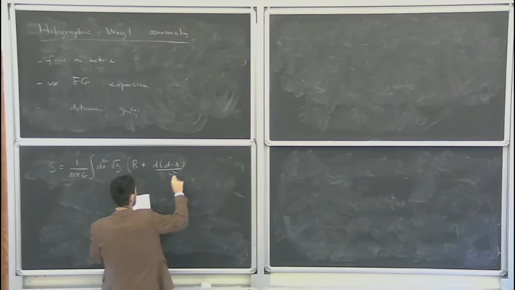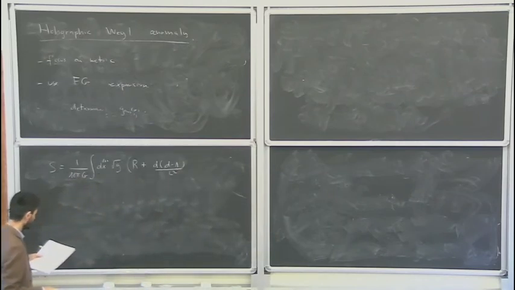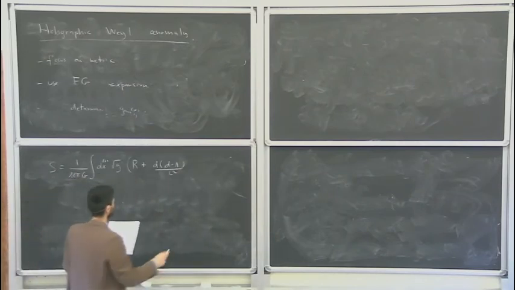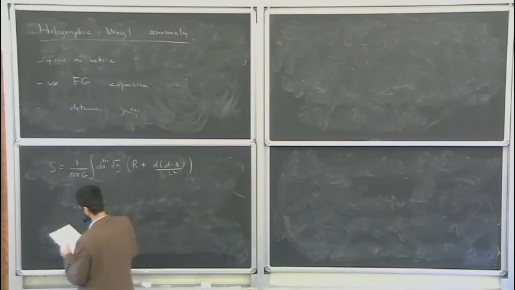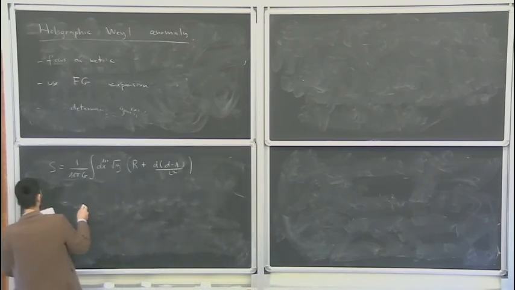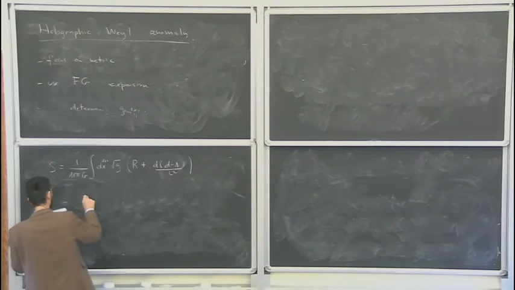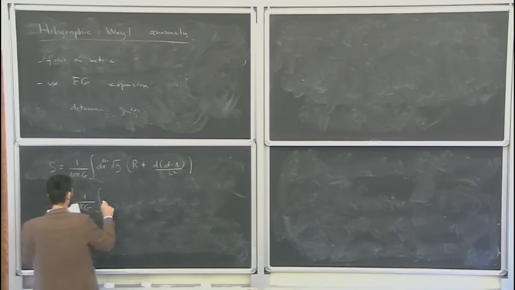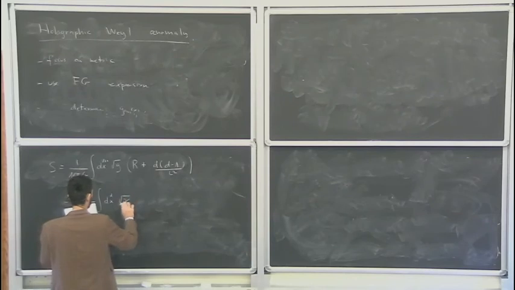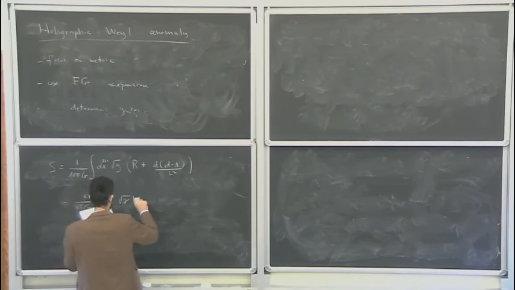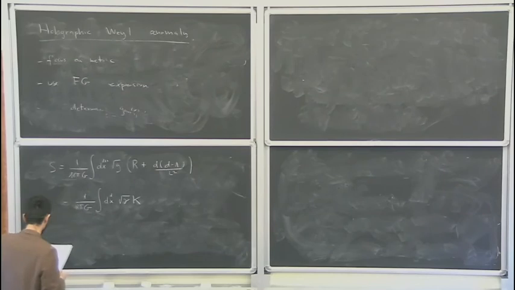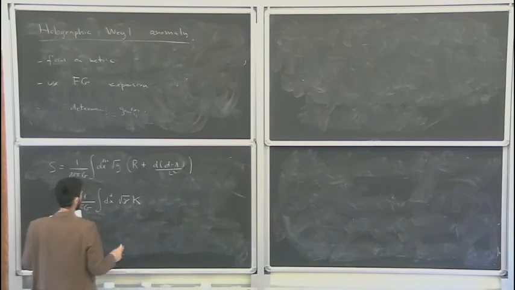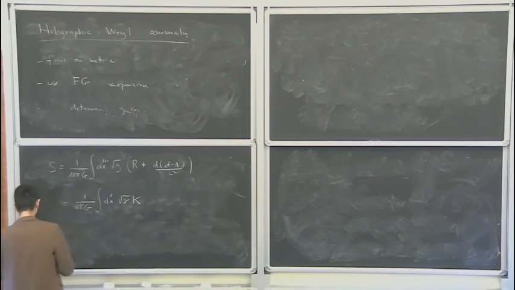Now my small d is capital D minus 1 in previous notation. And then there is also a boundary term that one has to add from the beginning, which is the so-called Gibbons-Hawking boundary term. So let's write this and then define what this means. Okay, this is called the Gibbons-Hawking term.